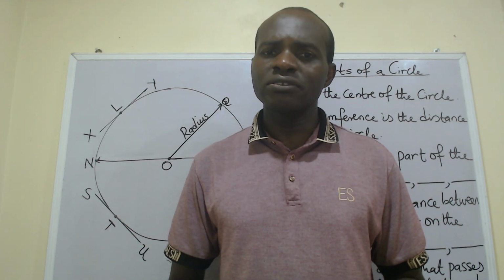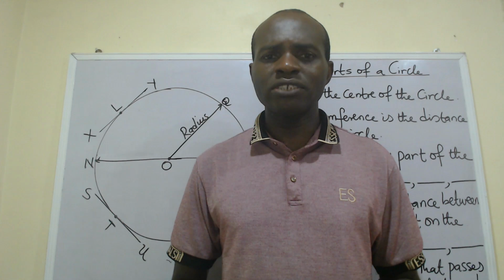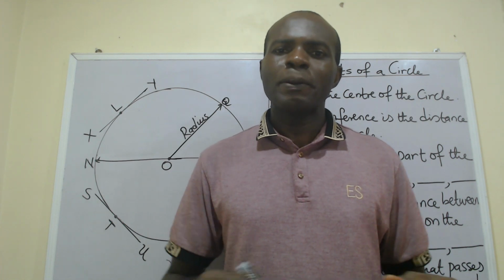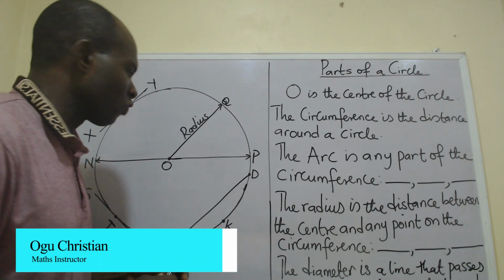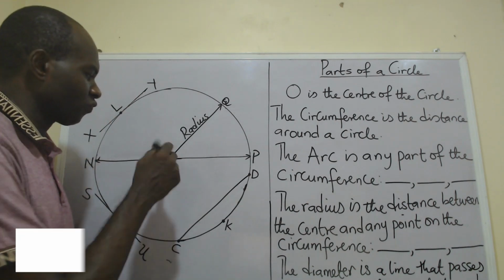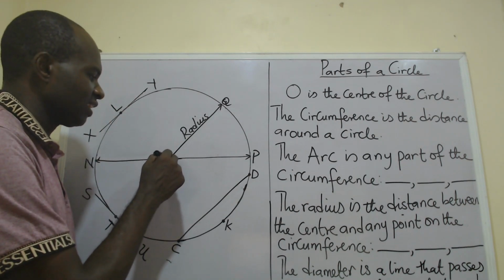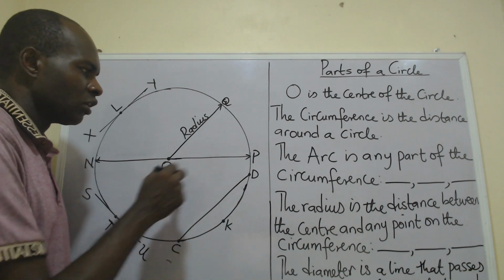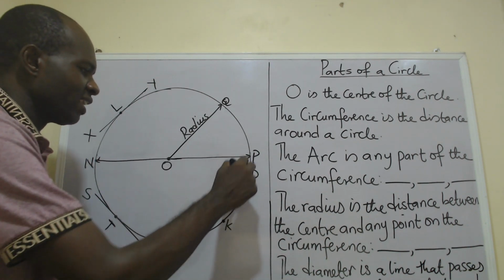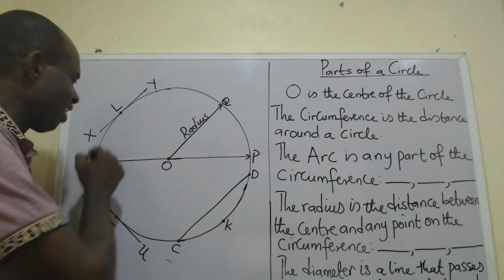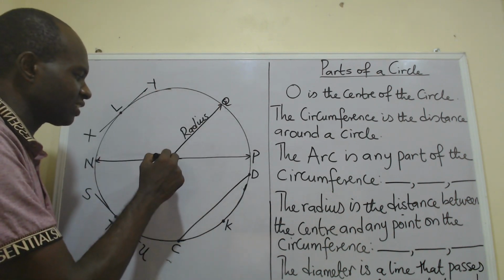The circle is a geometrical shape formed by points that are equidistant from a fixed point, the center of the circle. That fixed point is the center of the circle. The circle is a shape that is formed when every other point is the same distance from the center of the circle.